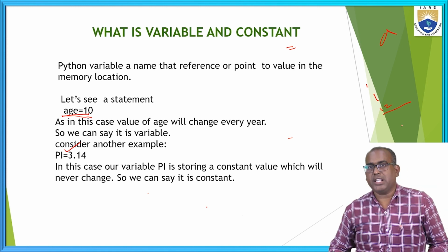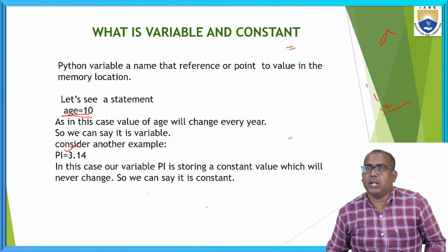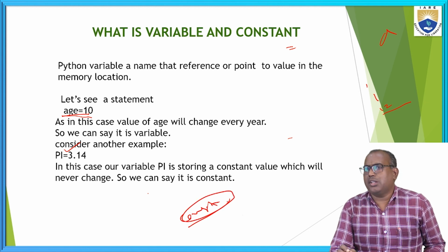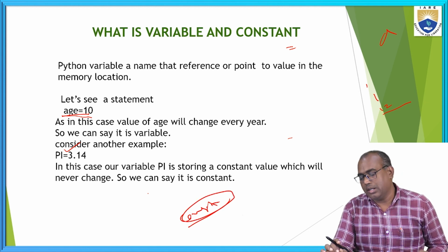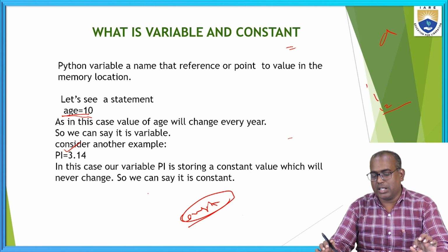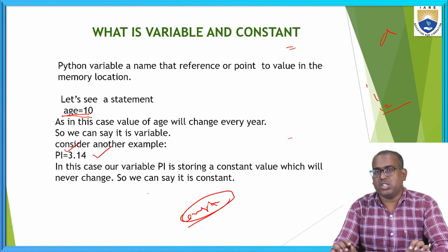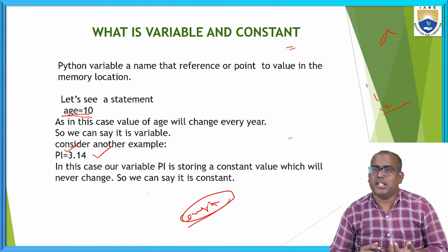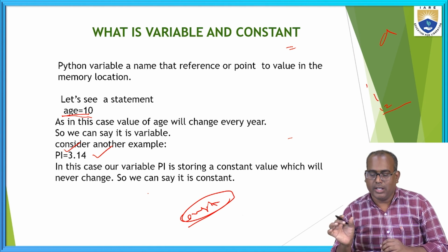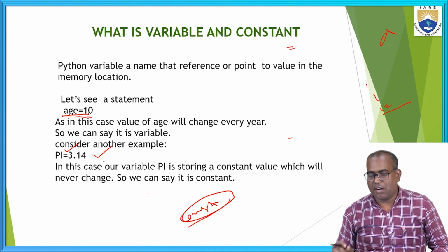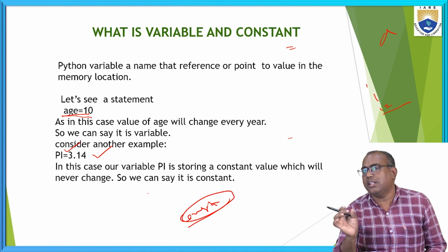Okay. In Python, we don't have a facility to declare a variable as a constant. In other languages like C and Java, we have the keyword constant. With the help of that keyword, we can declare the variable as a constant. If you try to change that variable, we get errors. But in Python, we can change the value of constant variables also. But we can show our intention that it is a constant by writing the variable in all capital letters, like I have written PI is equal to 3.14. By seeing the variable name, we can say that it is a constant.